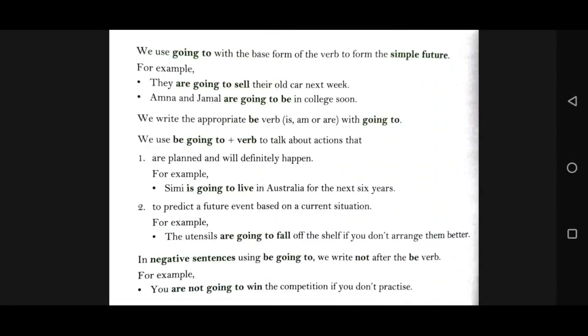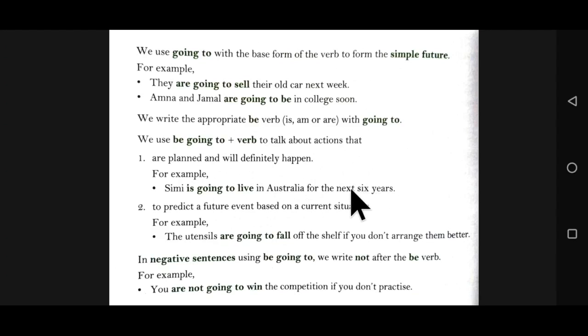Now next, we use going to with the base form of the verb to form the simple future. For example, they are going to sell their old car next week. Next, we write the appropriate be verb, such as is, am, are with going to. So we use be going to plus verb to talk about actions that are planned and will definitely happen. Example, Simi is going to live in Australia for the next 6 years. So this is an action that is planned and will definitely happen in the future.